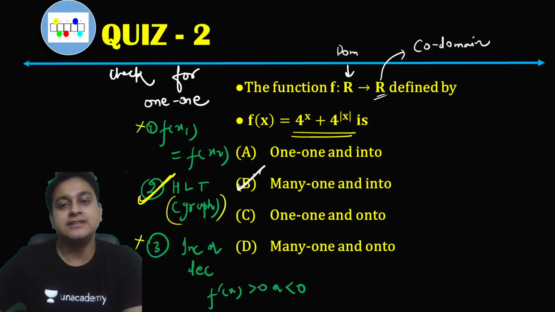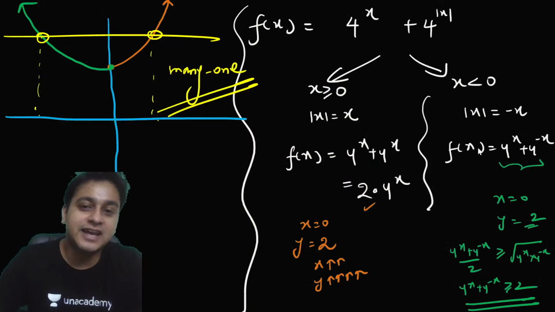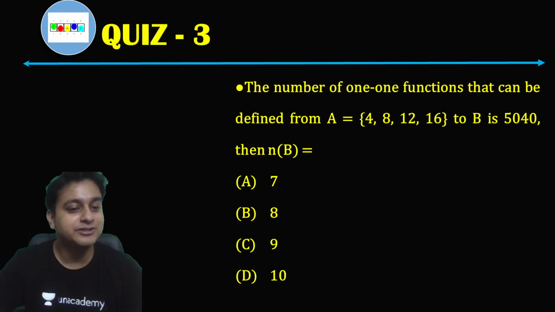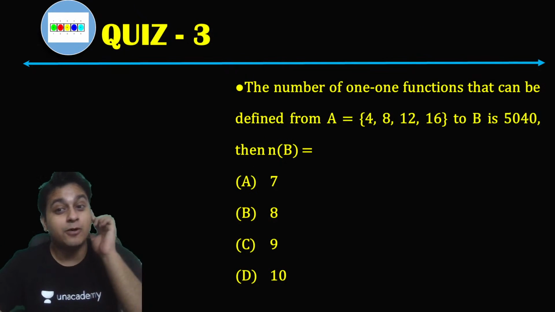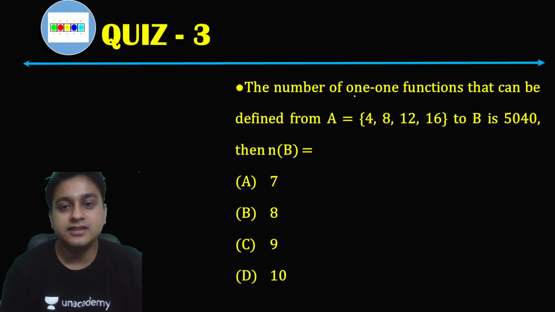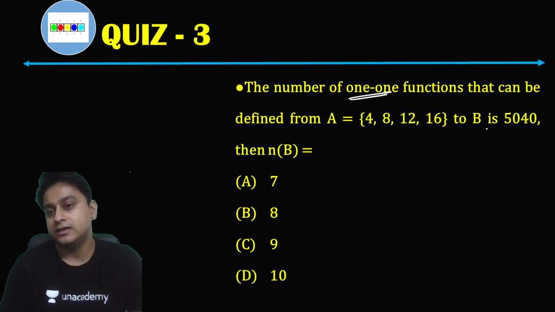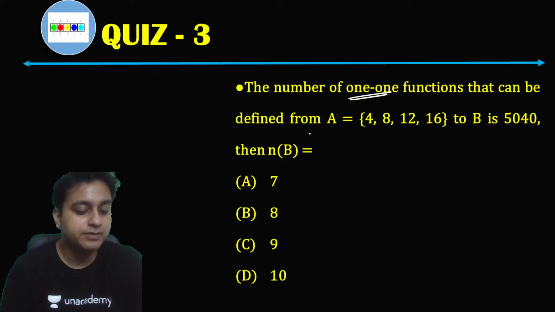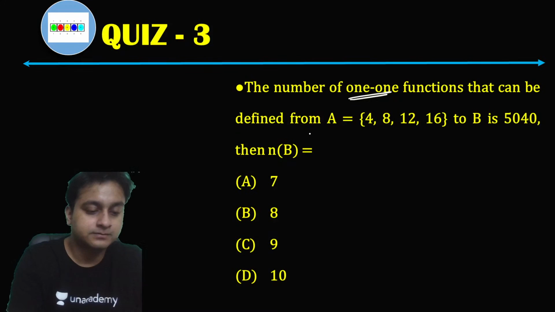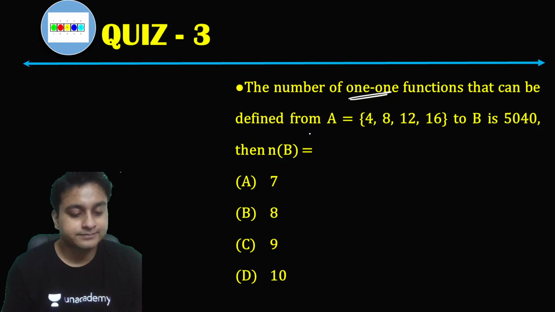Okay. So guys, let's discuss some number of functions type of problems, and then we'll come back with some more amazing problems on this. So let's look first into some questions like this, which are very popular nowadays in the exams. So this is the question, guys. Number of one-one functions that can be defined from A to B is this. So they are asking the cardinal number of B. What will be the cardinal number of B?